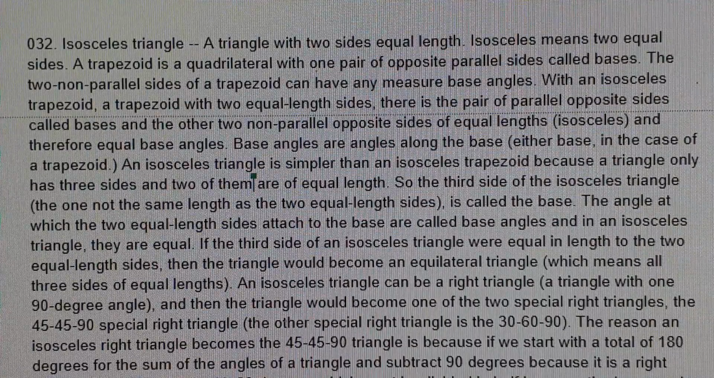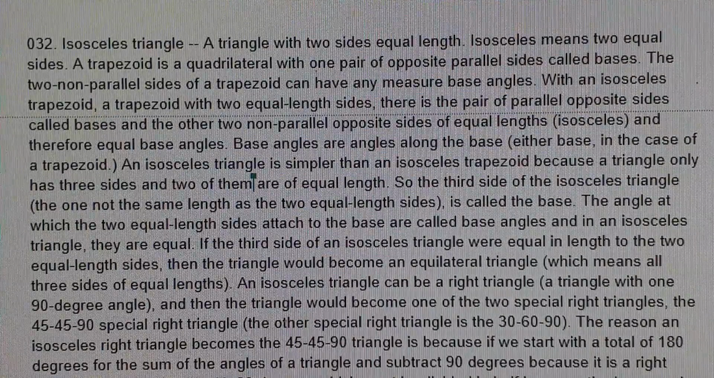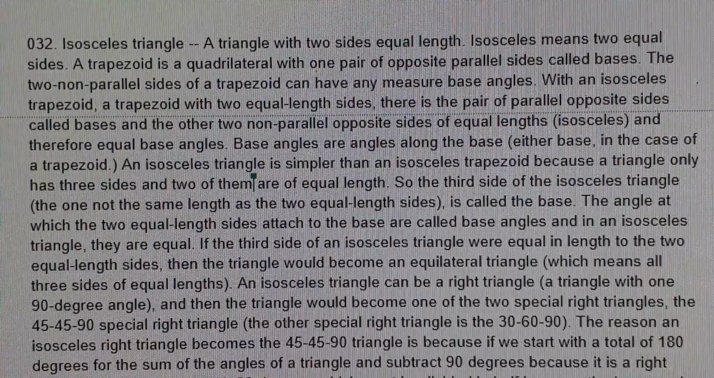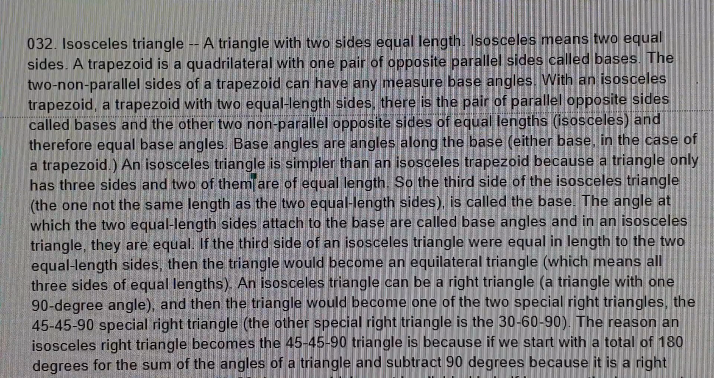An equilateral triangle is a triangle with all three sides of the same length. A scalene triangle is a triangle with all three sides of different lengths. An isosceles triangle is a triangle with two of its three sides equal lengths.